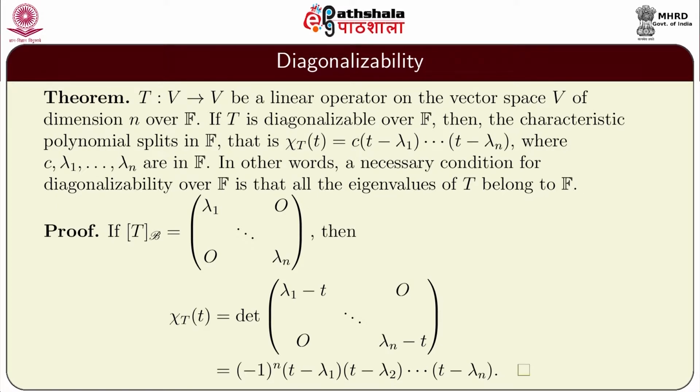So, we see that the characteristic polynomial of the operator T, which is chi_T(t), we know that that is a polynomial of degree n, and here we see that under the condition of diagonalizability of the operator T, the characteristic polynomial factors into linear factors over the field F, and this is what is called splitting, or we say that the characteristic polynomial splits in the field F. This gives us a necessary criterion for diagonalizability.